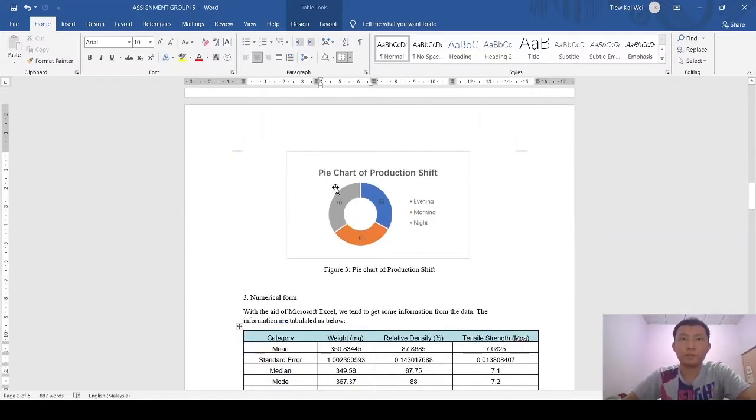The next one is the pie chart of production shift. From here we can see the fraction of each shift, where for morning shift is 32%, for evening shift is 33%, and lastly for night shift is 35%.